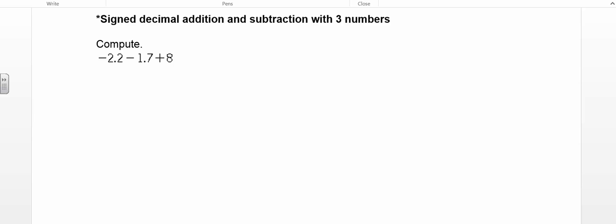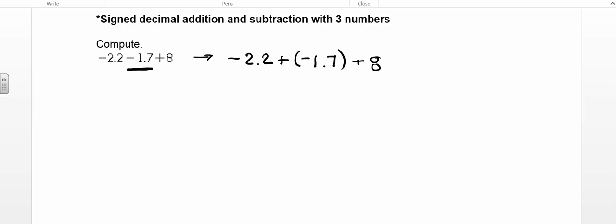So the first thing we're going to do is change it to all addition. So let's convert this expression into negative 2.2 stays. And instead of this minus 1.7, I'm going to make it a plus. And I'm going to make it the opposite of positive 1.7, which gives me negative 1.7. And I put it in parentheses just to keep track that I've changed the sign of that number. And then I'm going to add 8.